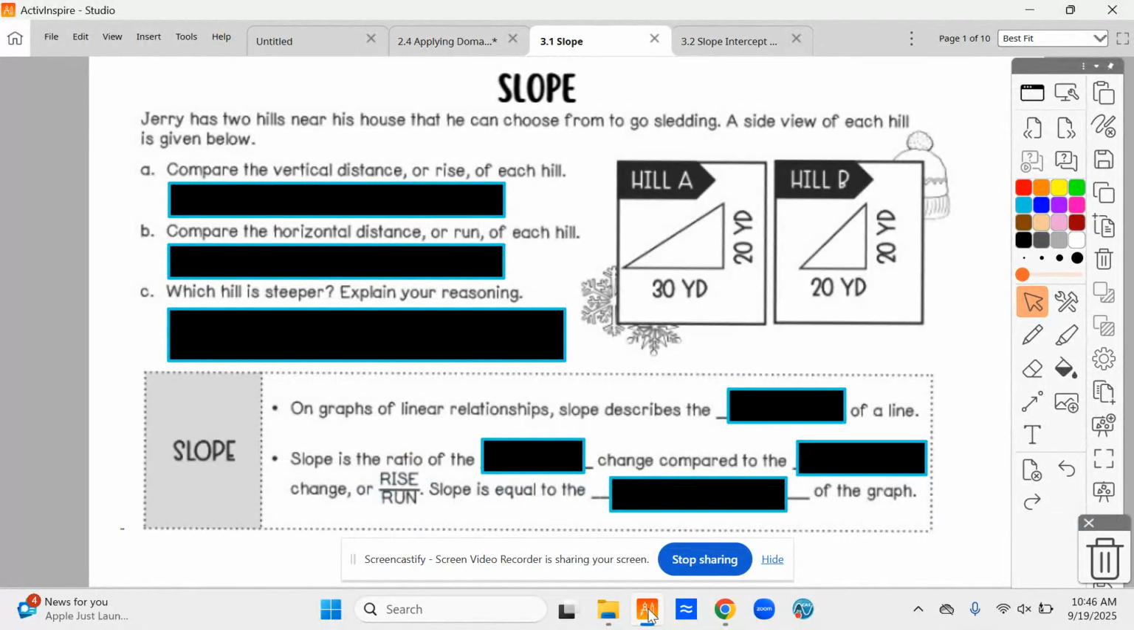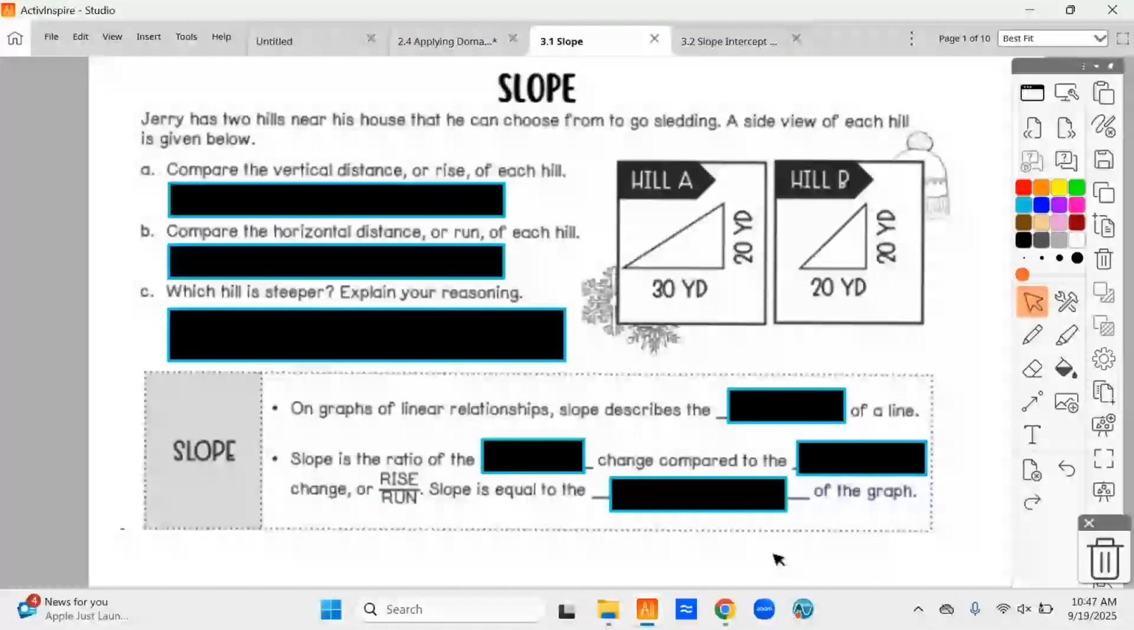All right, today we are going to start with our 3.1 notes about slope. Reminder for these videos, if I am moving too quickly, you are welcome to pause and rewind at any time, but I will work them pretty quickly.